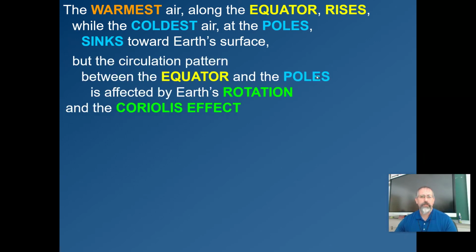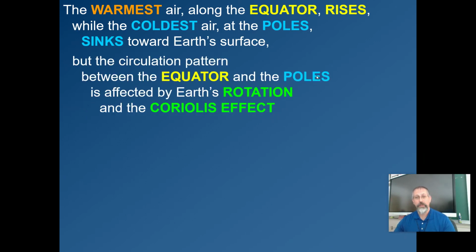The circulation pattern between the equator and the poles is messed with because of the Earth's rotation. The Coriolis effect, remember that curve to the right in the northern hemisphere or curve to the left in the southern hemisphere, causes winds to curve. So we don't end up with straight line winds. We end up with swirling patterns, curving patterns. We discussed that low pressure systems go counterclockwise in the northern hemisphere, high pressure goes clockwise in the northern hemisphere. So counterclockwise for low, clockwise for high. I don't think I've said that wrong.